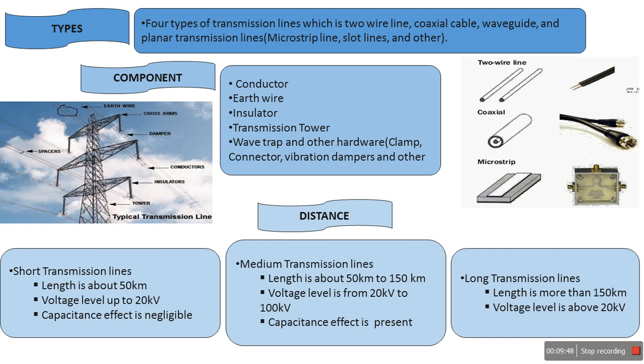The transmission line has three types by distance: short transmission line, medium transmission line, and long transmission line. For the short transmission line, the length is about 50 km, the voltage is up to 20 kV, and the capacitance effect is negligible. For the medium, the length is about 50 km to 150 km and the voltage is from 20 kV to 100 kV. The capacitor effect is present. For the long transmission line, the length is more than 150 km. The voltage level is above 100 kV.